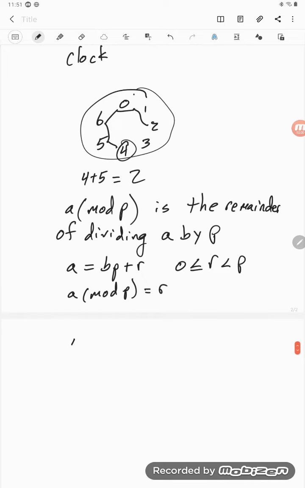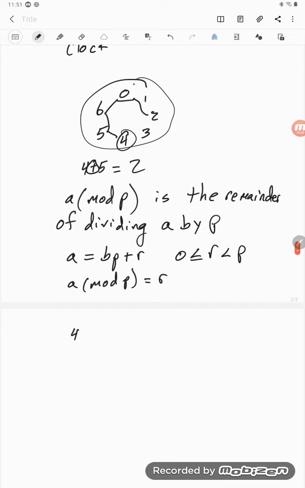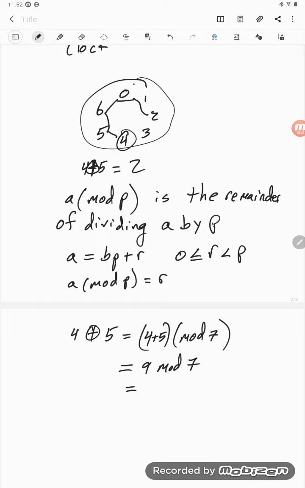Okay, and so we can use that as our arithmetic. So for instance, I should go back here with the 4 plus 5 and put a circle around that. If we say 4 plus 5, which is regular 4 plus 5, and then mod 7, that's equal to 9 mod 7, which is equal to 2, since 9 is equal to 1 times 7 plus 2.